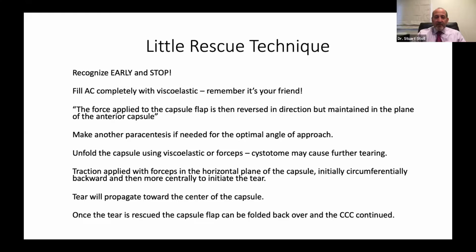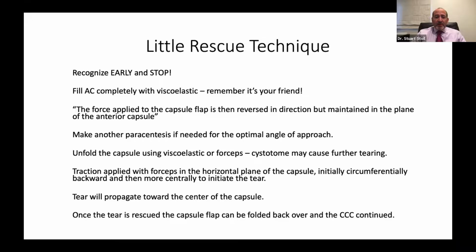That's taken directly from Dr. Little's article. Now, what does that mean? It means we're going to pull in the opposite direction, but we're not lifting up on the capsule. We're staying in the same plane of the anterior capsule. If you need to, make another paracentesis for optimal angle of approach. Unfold the capsule using viscoelastic or forceps. Don't use a cystotome. You might cause further tearing.